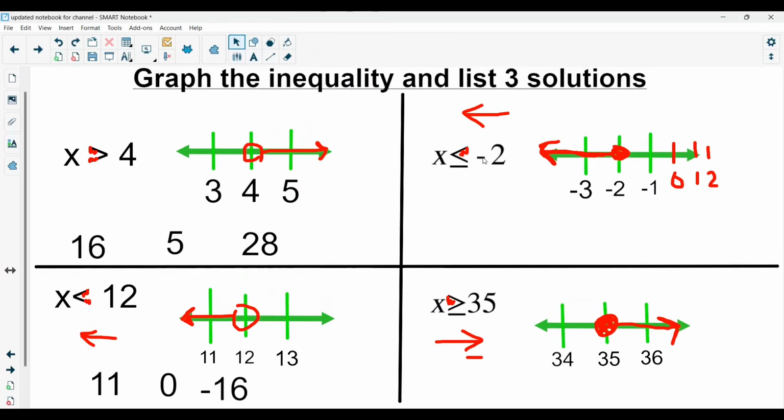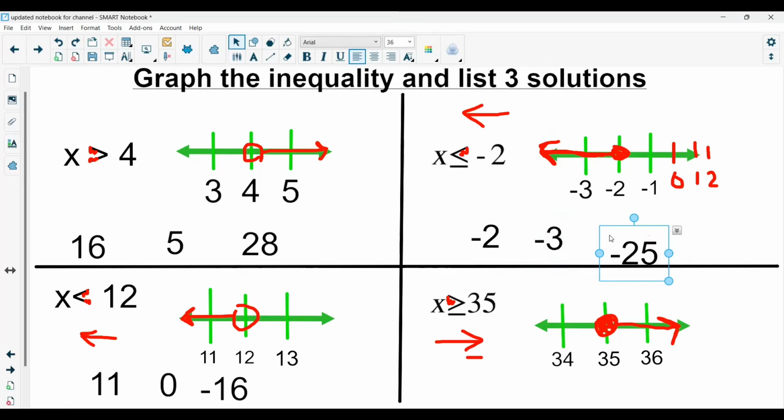X is less than or equal to negative 2. You see that equal to? That means it can be equal to negative 2. So that could be one of our solutions. Okay? Another number that is less than over here is, look at this, negative 3. Negative 4 or negative 25. It can be anything that is smaller than negative 2 or equal to negative 2.